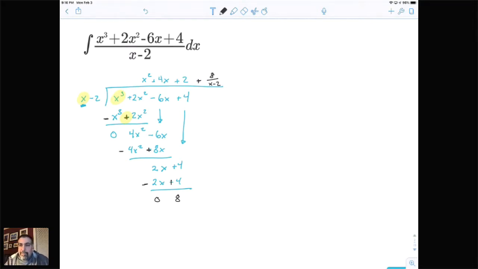So what this has done for us is we have now found a new way to rewrite this expression. So our original integral can now be rewritten as the integral of our quotient. So it's going to be x squared plus 4x plus 2 plus 8 over x minus 2.